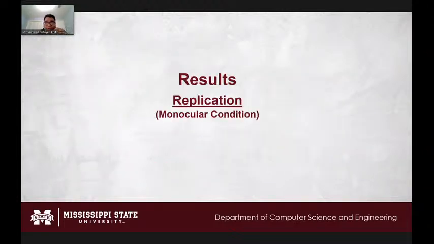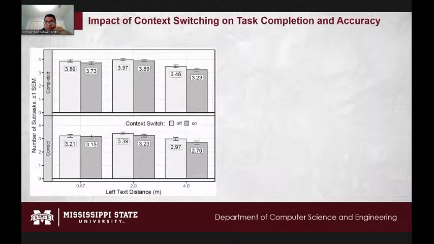So now I will focus on the results, and I will talk about the results of the replication part, that is our monocular condition. So let's start with the impact of context switching on task completion and accuracy. This is the visual representation of our result.